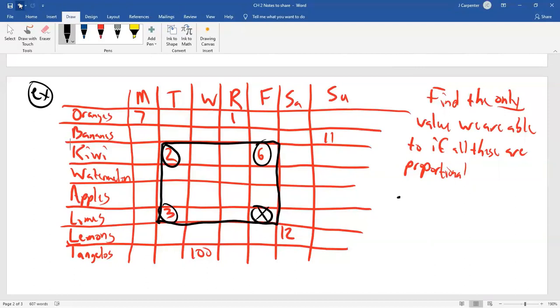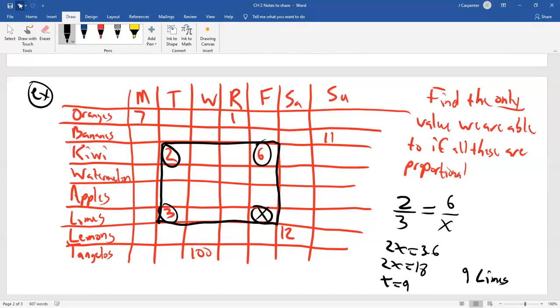What that tells us is that we get 2 over 3, so corner over corner. So I went top over bottom, so be consistent, top over bottom, 6 over X. But again, there are 8, arguably 16 different ways to set up that proportion to ultimately get 2X equals 3 times 6, 2X equals 18, divide by 2, and you get X equals 9. So that would be 9 limes, because that's where X is, on Friday.